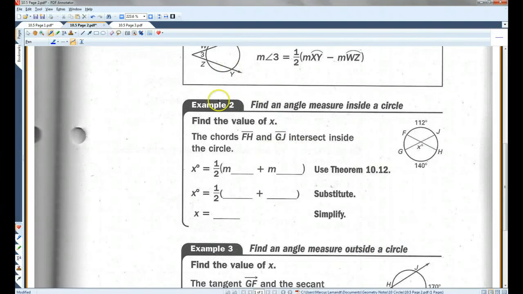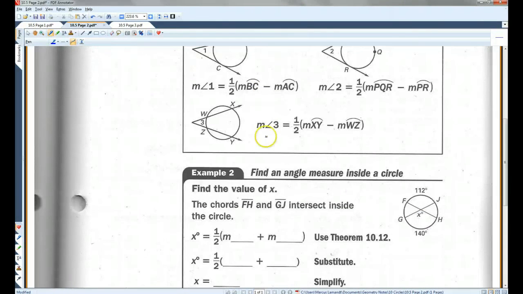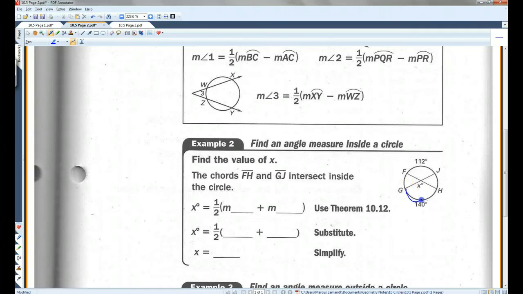Find the value of x. So this is not this theorem, but the theorem we learned on the previous page. We know that if we take these two arcs, this one and this one, and average them, we will get the angle in between. So x is 1/2 the measure of arc GH plus the measure of arc FJ. The measure of arc GH is 140. FJ is 112. If you add those together, you get 252. Okay, you divide by 2. I believe that's 126. 126 it is. So x is 126.